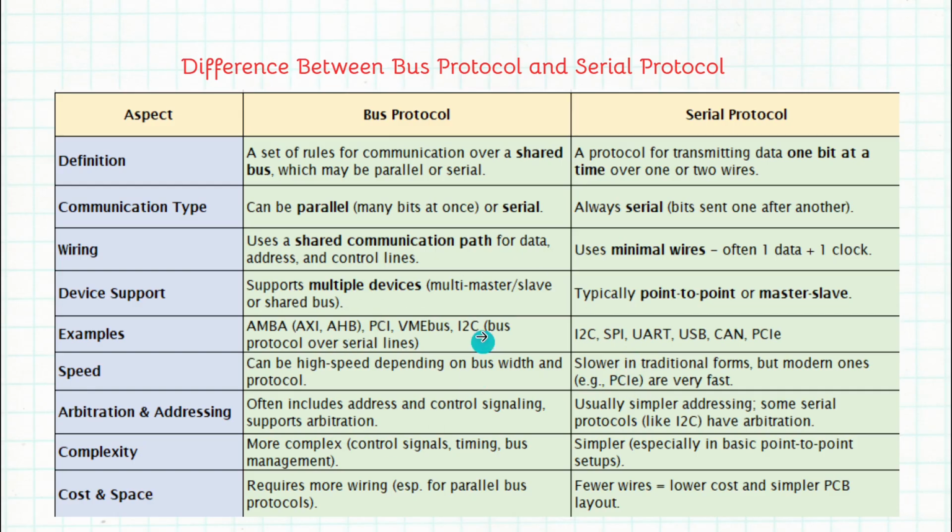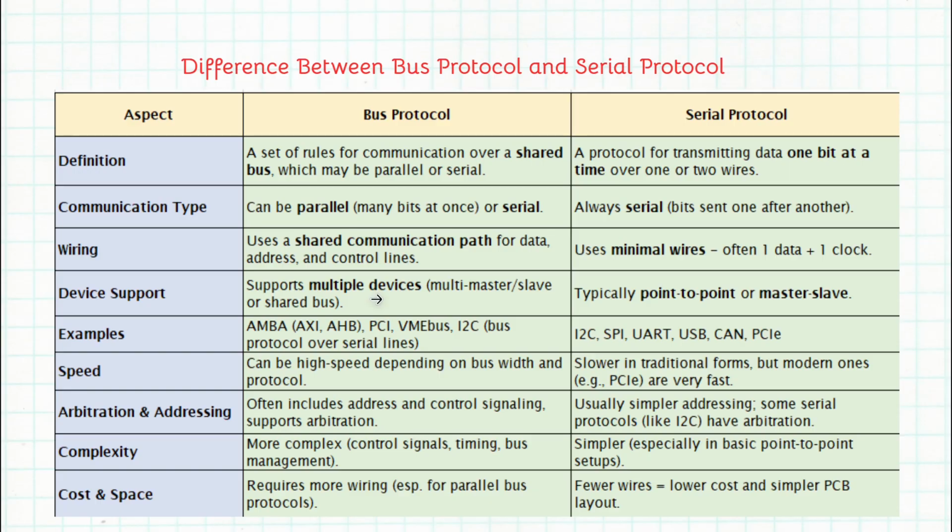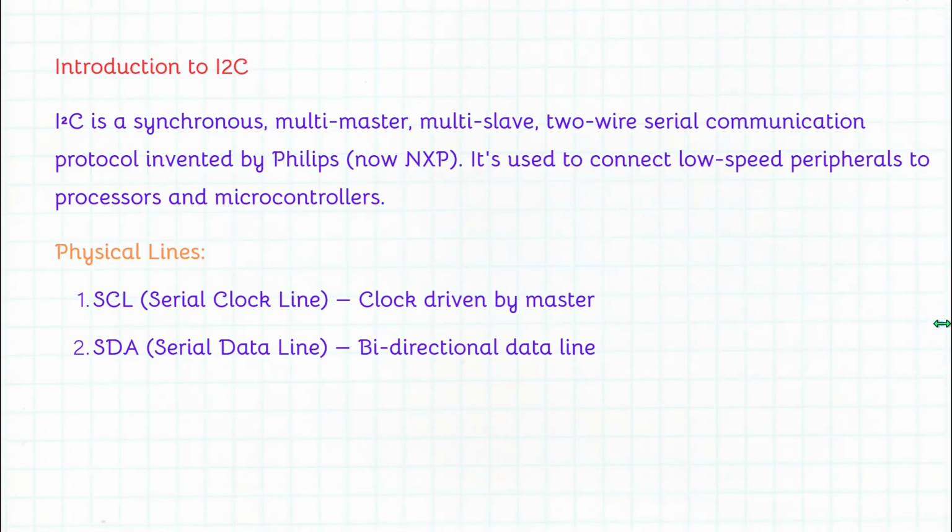In bus protocol there is a specific function for handshake and everything, but serial protocols vary in these things. So let's move to I2C, our main topic. I2C is a synchronous protocol, meaning it has a clock to synchronize it. Multiple masters and multiple slaves can be connected and communicate between them. It was designed by NXP for low speed peripherals, and that's about it for the introduction of I2C.